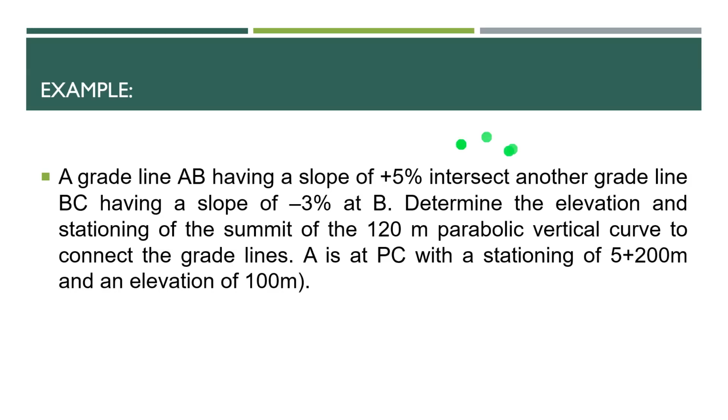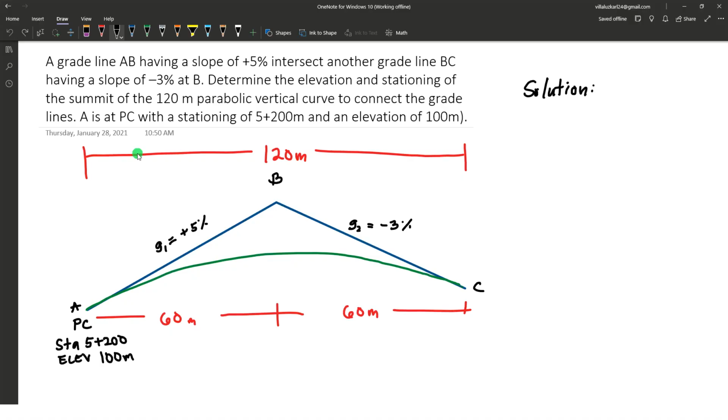So let's draw the figure. Okay, so here's the figure. We have a slope of positive 5% for the back tangent, and a forward tangent with a slope of negative 3%. So assign that as G1 and G2. We will determine the highest point on the curve. We don't know yet if the highest point is right here or on this side, so we will be able to determine that using the formulas.